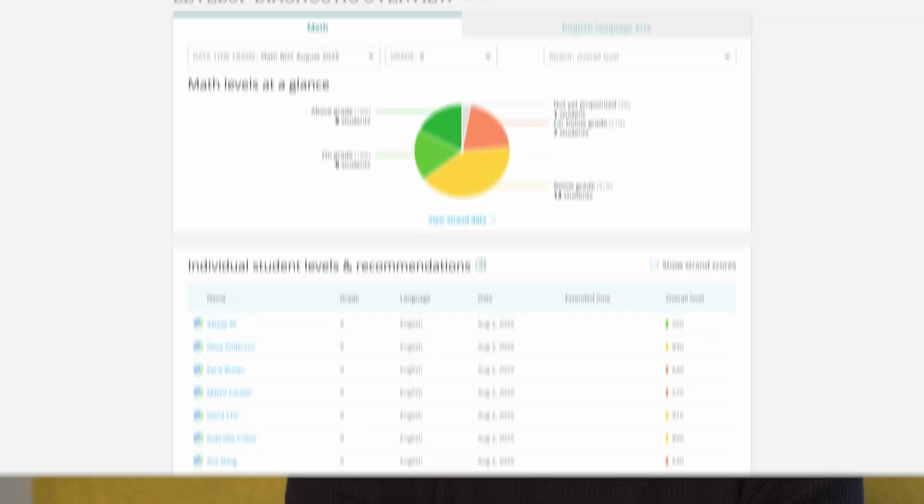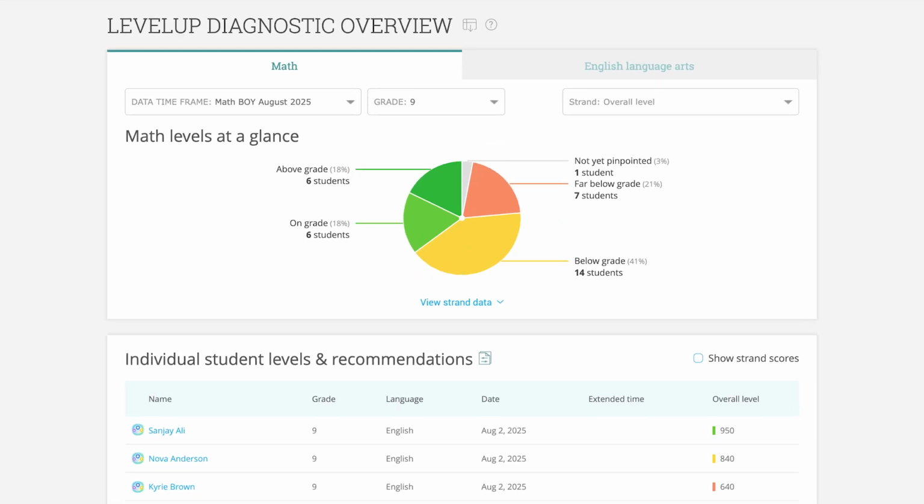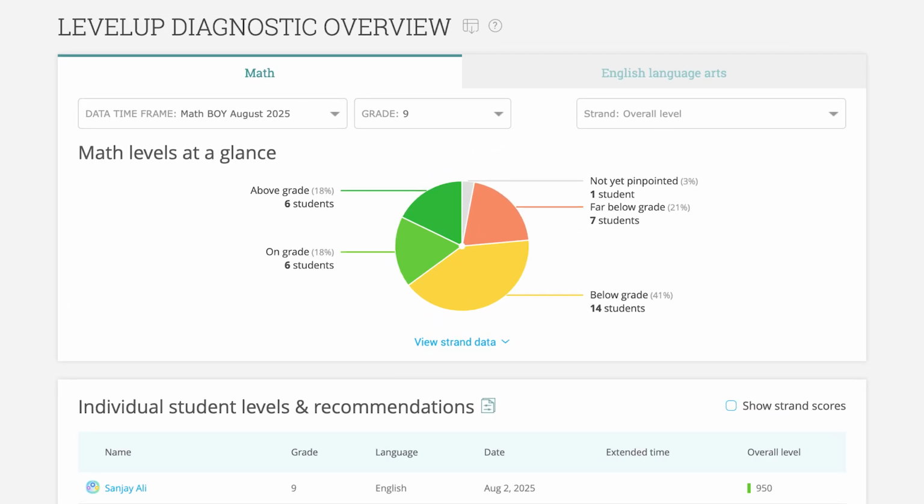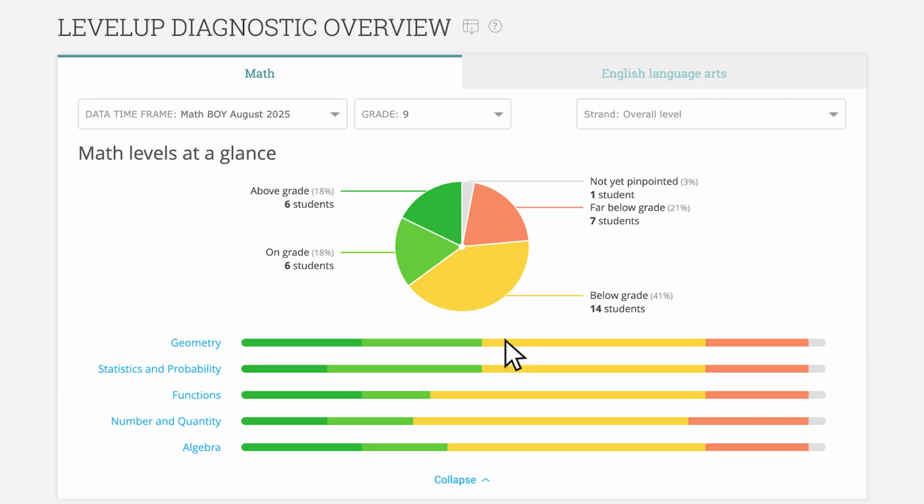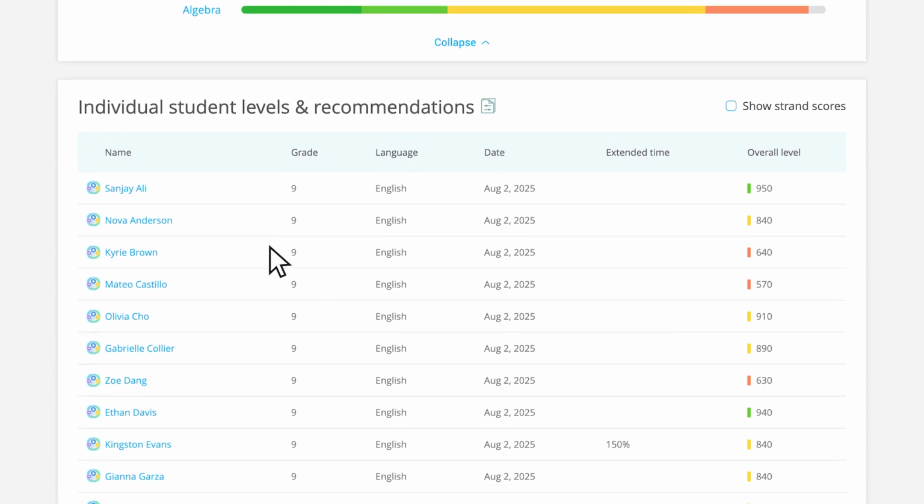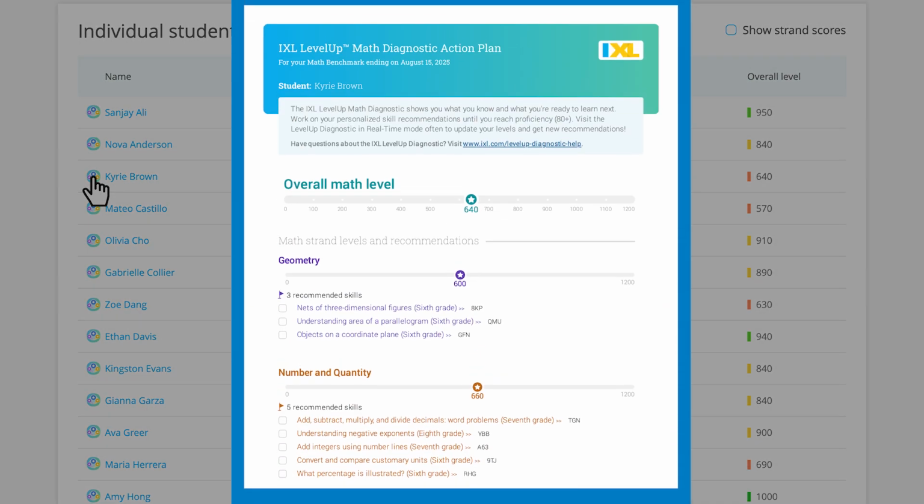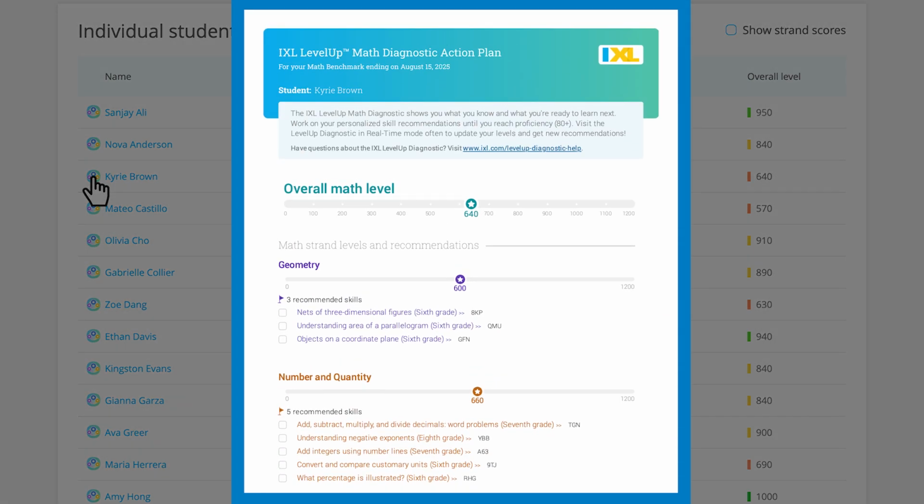The LevelUp Diagnostic is our newest state-of-the-art diagnostic for K-12 math and ELA. And not only does it provide accurate scores very efficiently, but it also provides in-depth analytics. So you can see where the student is at in their grade level proficiency, but also dig into specific strands and standards. And for every student, get a personalized action plan to see what skills that student needs to work on next.